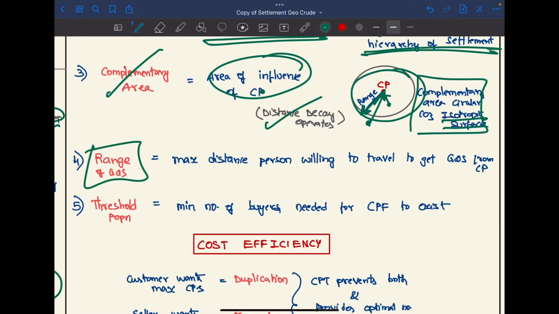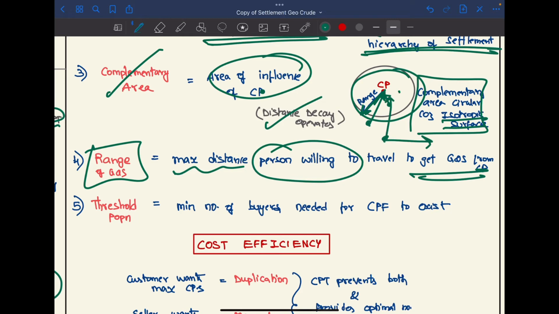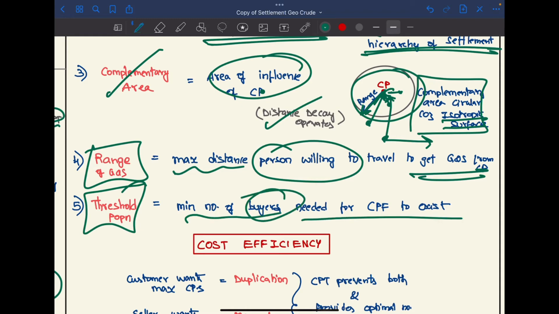Next, we have range of service and goods. This is the maximum distance a person is willing to travel to get the goods and services. That is, if you want a sandwich, you won't be going to this bakery, you will go to some other bakery. If you are here, you will go to this bakery. Next, threshold population is the minimum amount of population, minimum number of buyers needed for the central place function to exist. That is, suppose this bakery requires a minimum of 300 buyers to come every day. It is the threshold population of the bakery. If there are only 200 people coming there, it won't be able to survive.